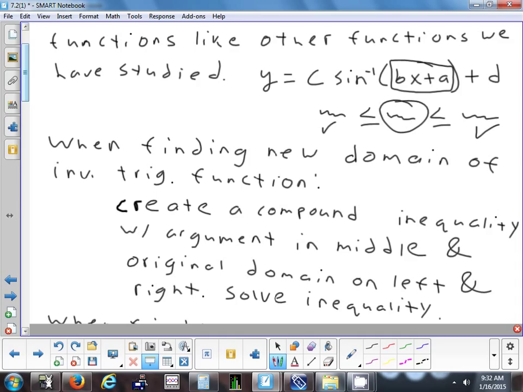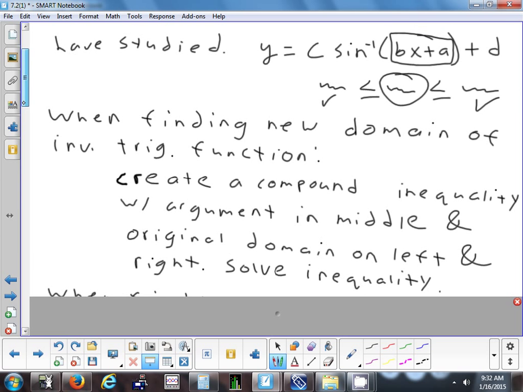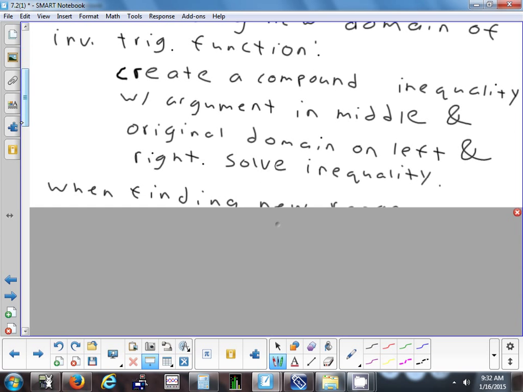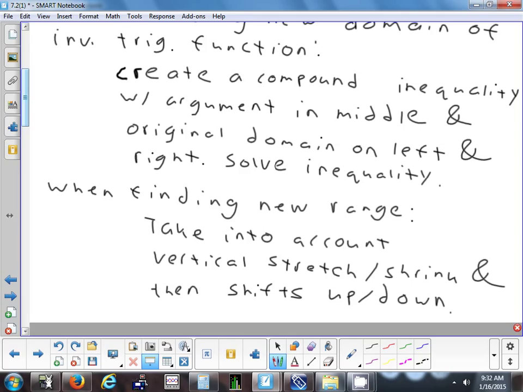What do I mean by the original domain? Well, go back to your sheet where we just listed domain and range of all the trig functions, if you don't remember. And then we solve it. Okay, so we'll try a couple examples.